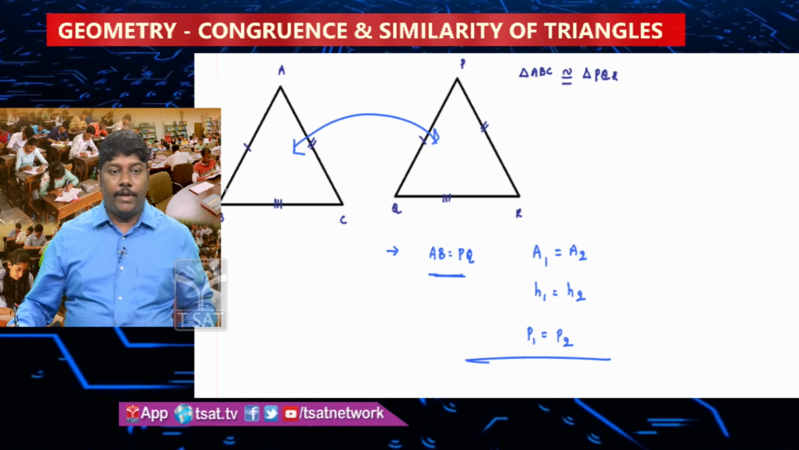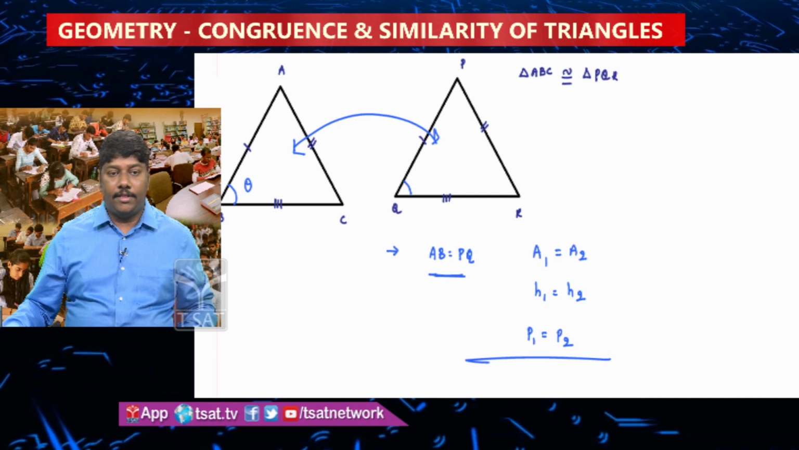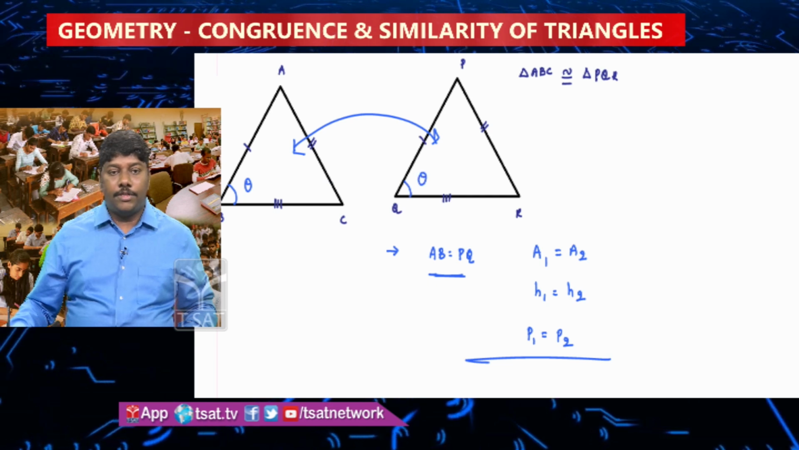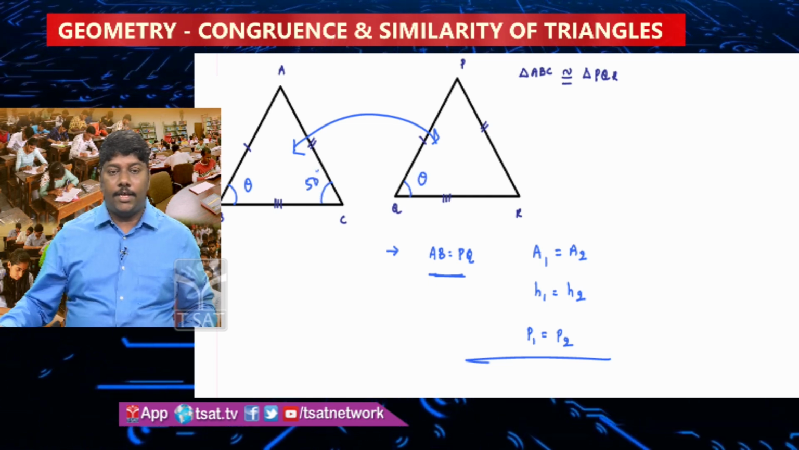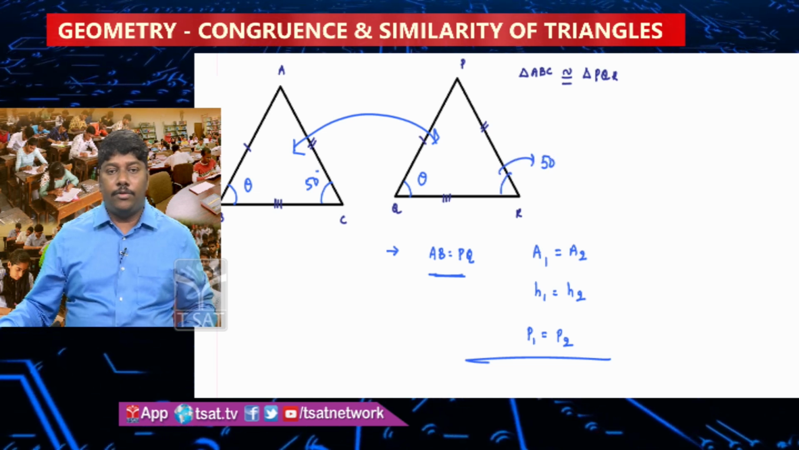Suppose you know congruency of triangles by using this angle theta. Then what about this angle? This angle will also be theta. Suppose if this angle C is 50 degrees, then I'll ask you, what is angle R? Angle R will also be 50 degrees. How do I know that?